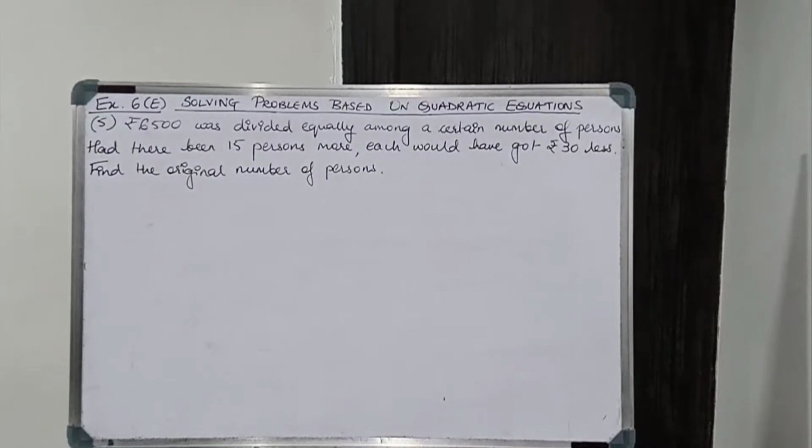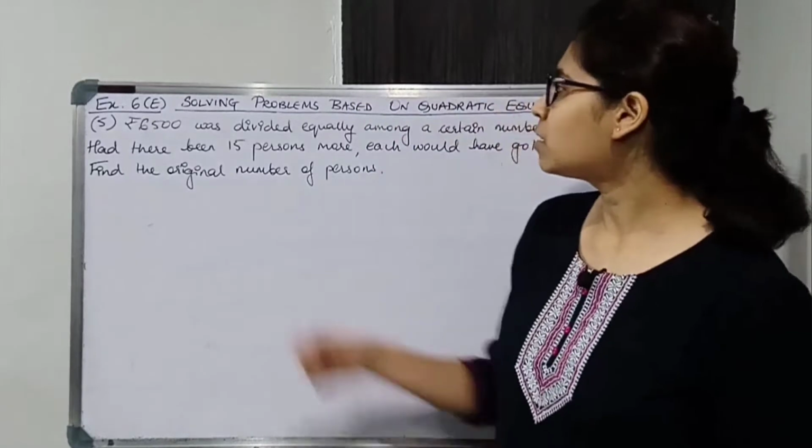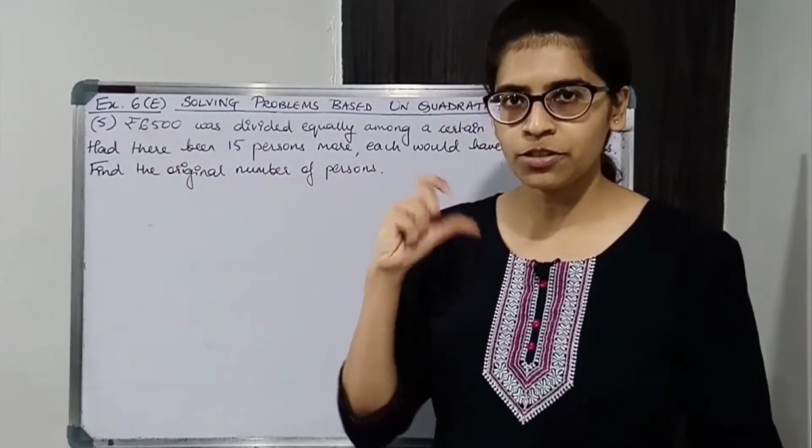Rupees 6,500 was divided equally among a certain number of persons. Had there been 15 persons more, each would have got rupees 30 less. Find the original number of persons. Now there is a certain amount which has to be distributed.